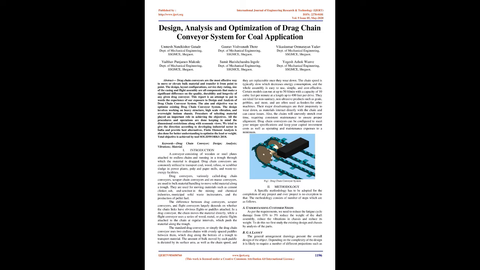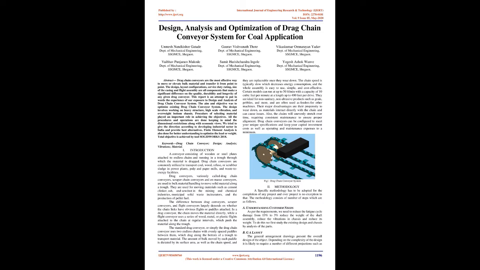Design, analysis, and optimization of drag chain conveyor system for coal application. Abstract: drag chain conveyors are the most effective way to move or elevate bulk material and transfer it from point to point. The design, layout configurations, service duty rating, size of the casing and flight assembly are all components that make a significant difference on the quality, durability, and longevity of any given drag conveyor.